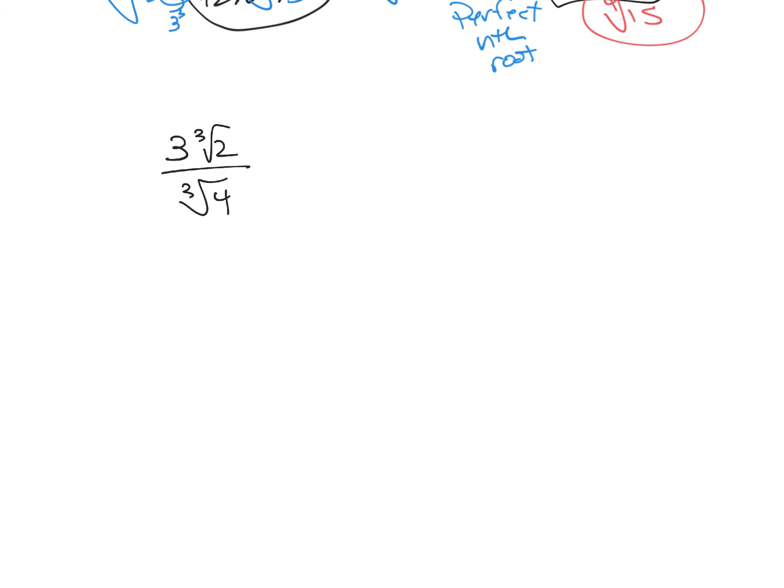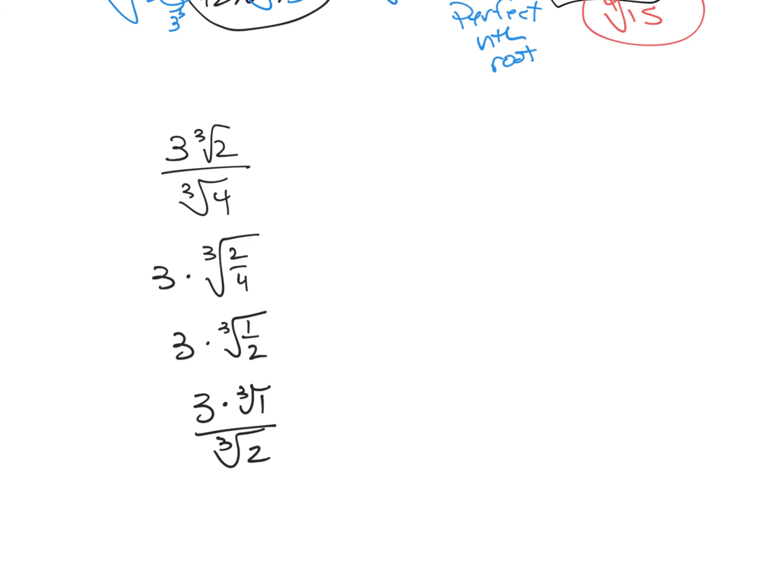Now, some of you may be able to see from what we did yesterday, since these are the same cube roots, right? This is 3 times the cube root of 2 over 4. So this is 3 times the cube root of 1/2. So this is 3 times the cube root of 1 over the cube root of 2. So you could do it that way as well if you wanted. And then I still have to get rid of this, right? So if I did it that way, I would have to multiply by a cube root of something to get to a perfect cube.